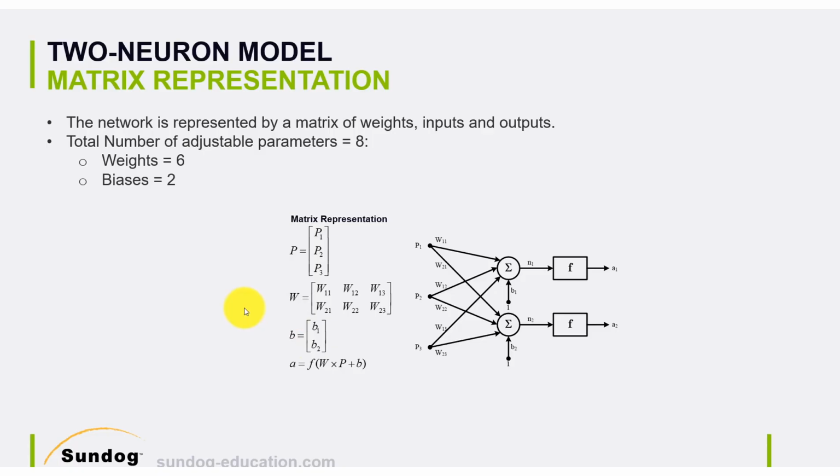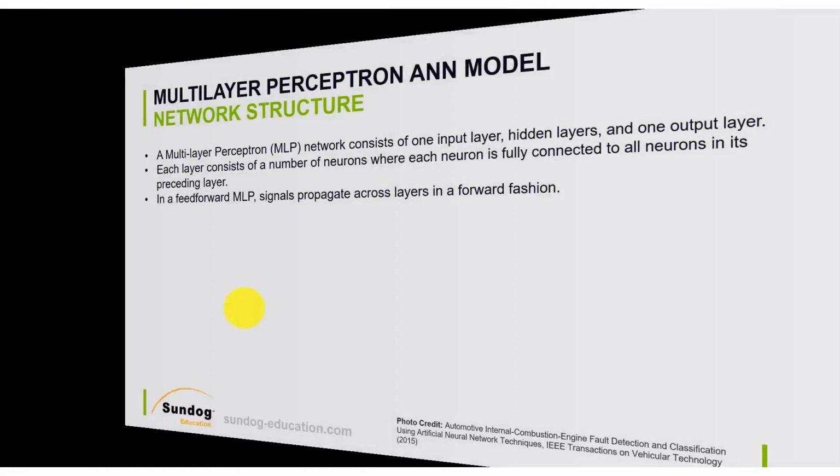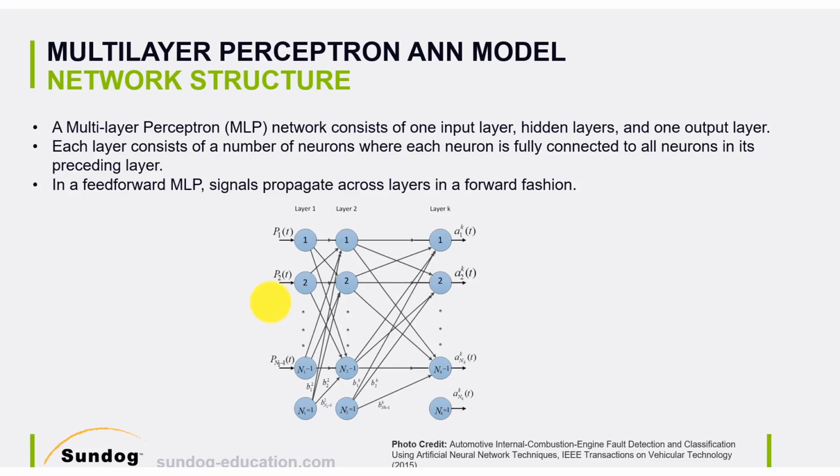All right, so now we're good. We went from 1 neuron to 2 neurons. Let's take it to the next step and build the multi-layer perceptron network. That's pretty much what we have here. We have our input layer and our different hidden layers. We can have as many hidden layers as you want. The multi-layer perceptron network consists of one input layer, hidden layers, and one output layer. And all the inputs propagate through the network to generate our output.